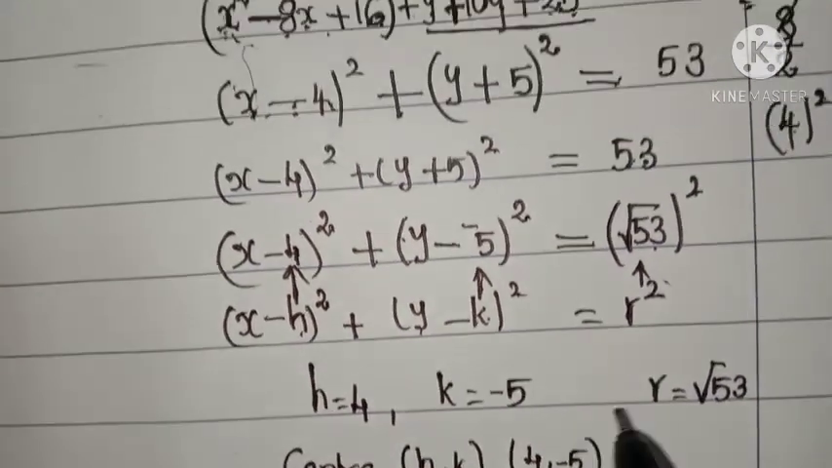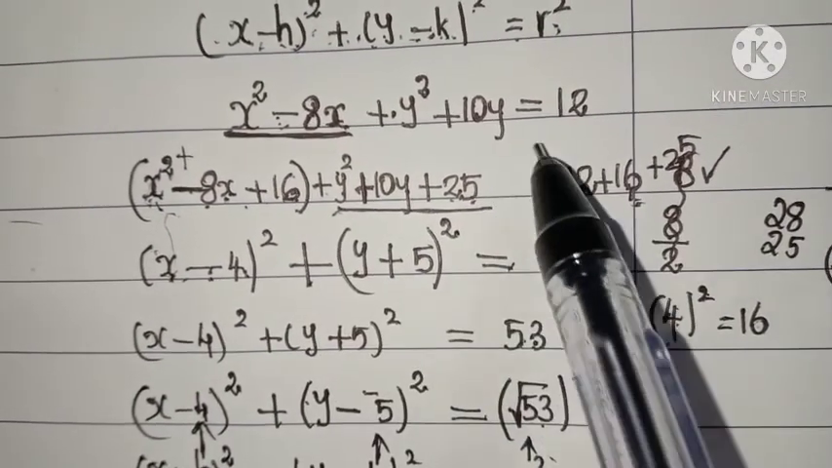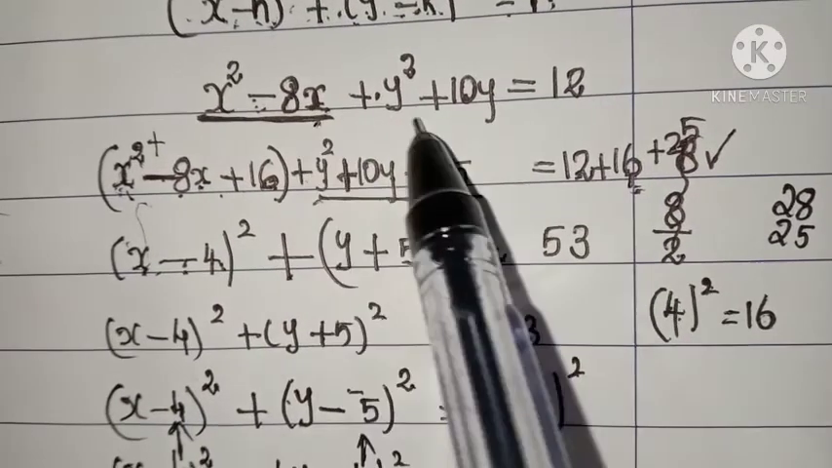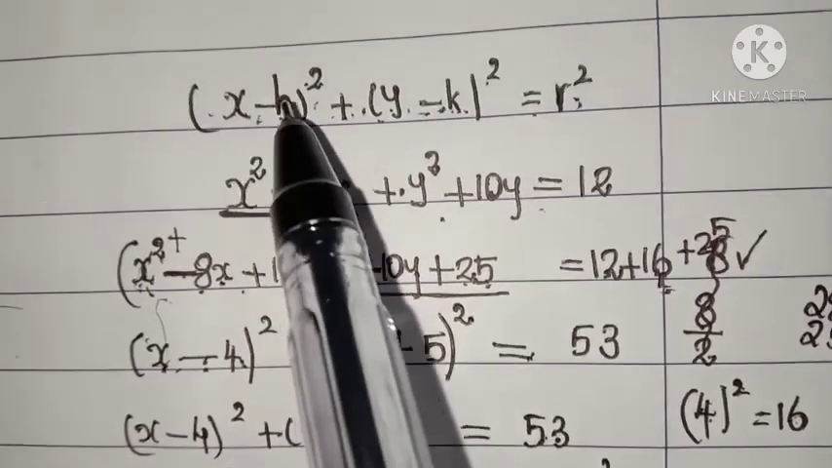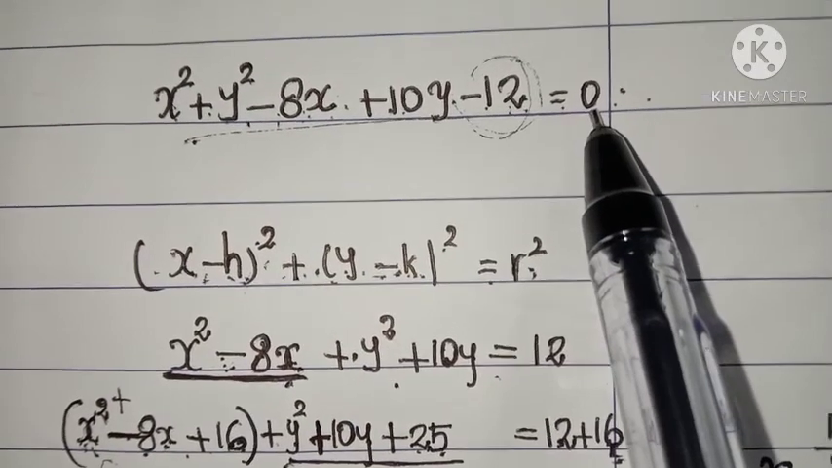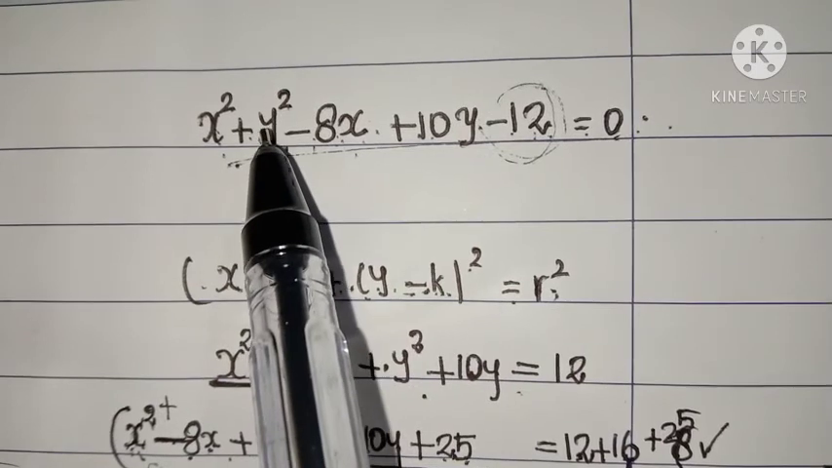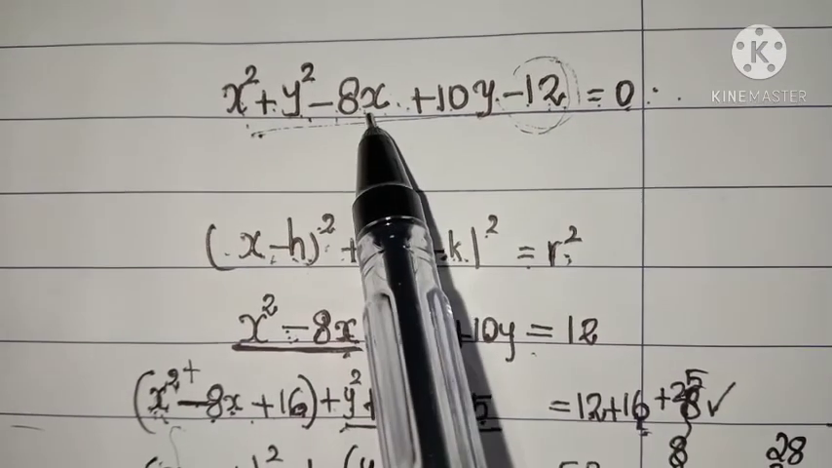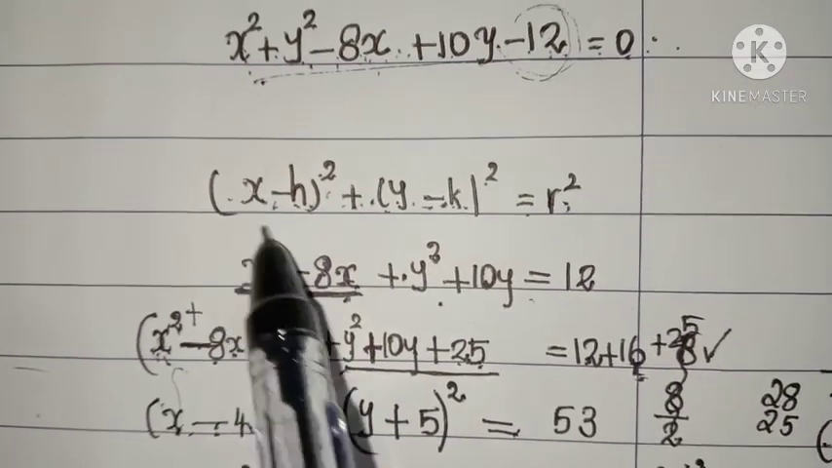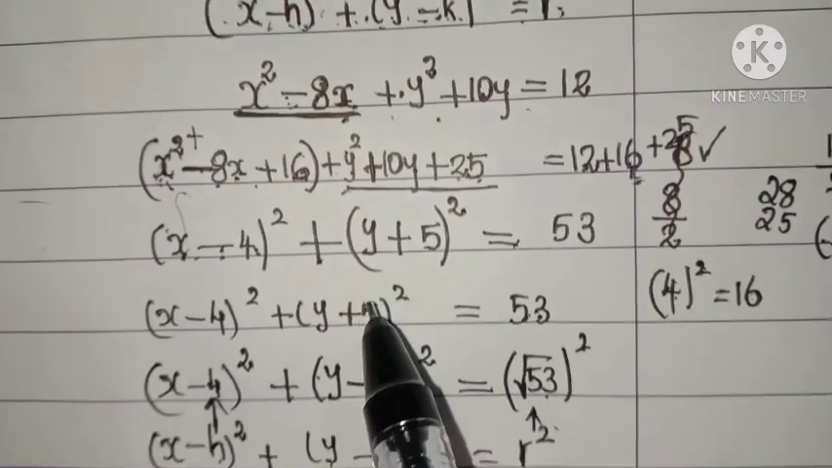Okay. So this is another type of question to find the center and radius from the equation of a circle, if it is in the x square plus y square form. So in the equation, if you see the x square plus y square form, then you have to convert the given equation into the whole square form by the completing the square method. Okay.